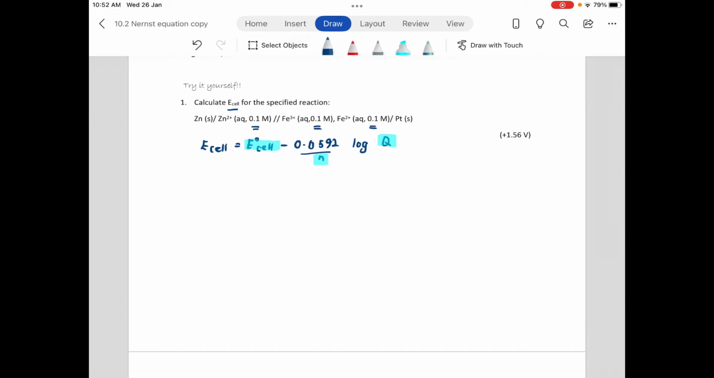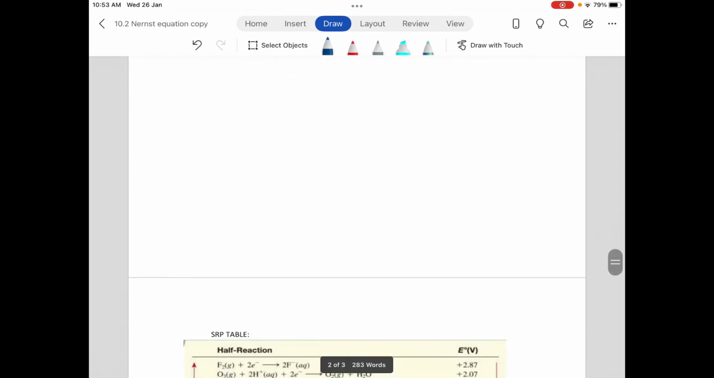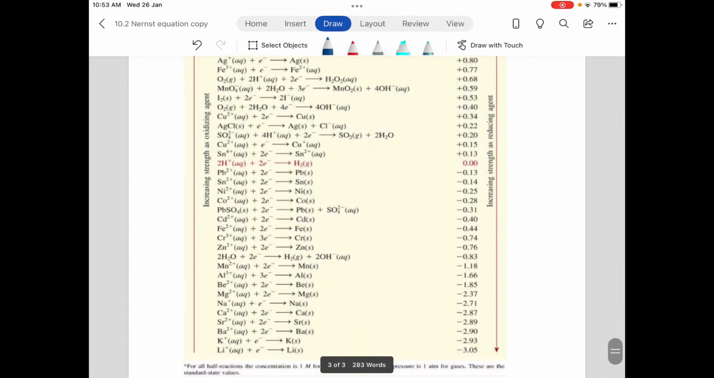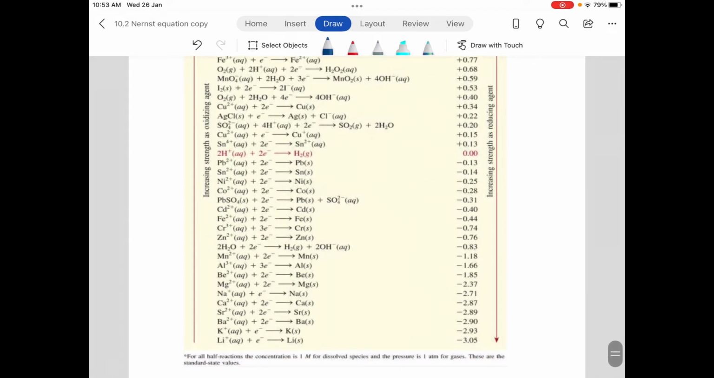Okay, so first let's calculate the E naught cell dulu. So E naught cell, if you still remember, is E naught cathode minus E naught anode. So this we can get from the SRP table. Okay, saya dah bagi SRP table kat sini. Okay, let's go and look for kita punya zinc. Zinc 2 plus becomes zinc solid.